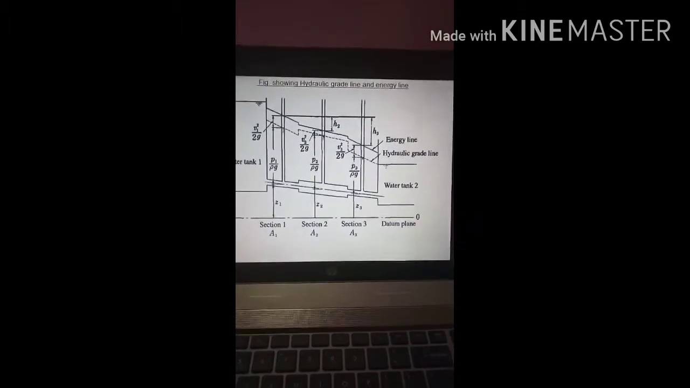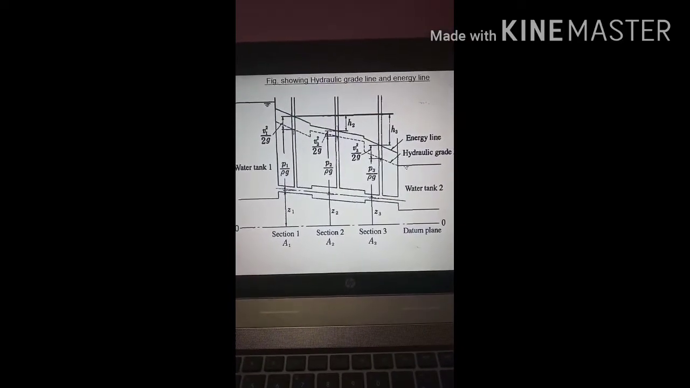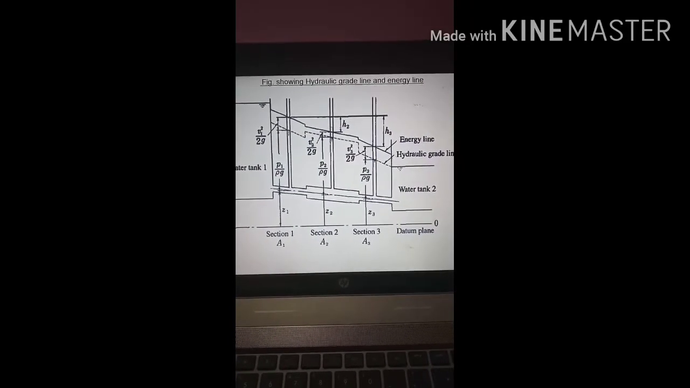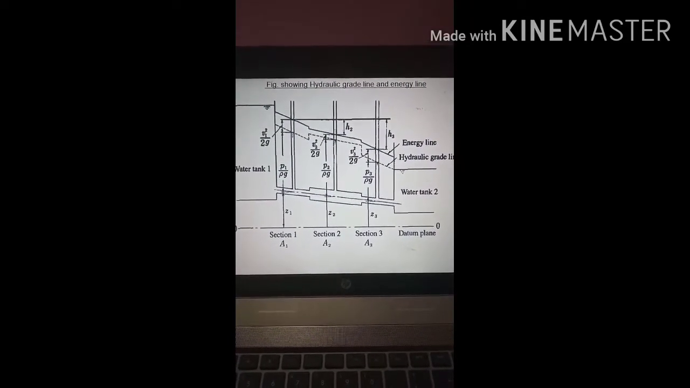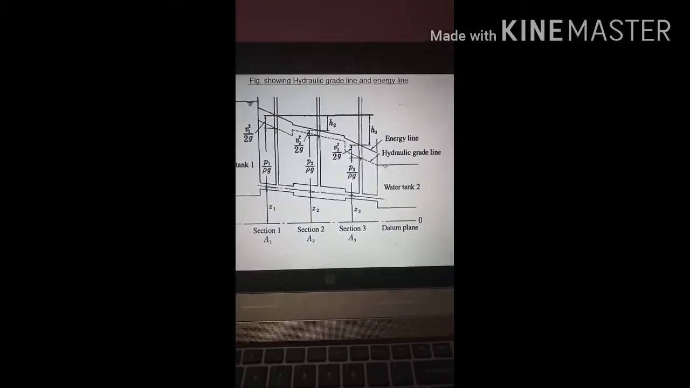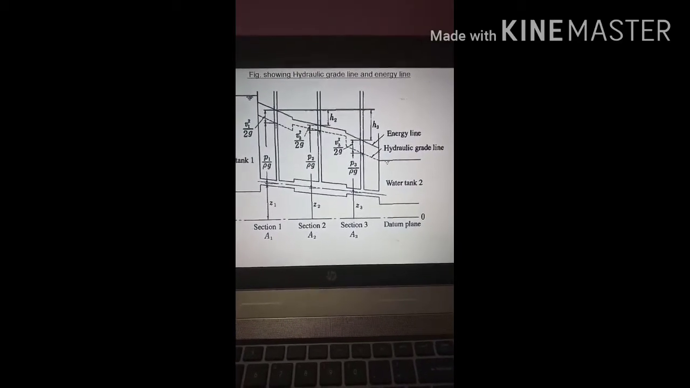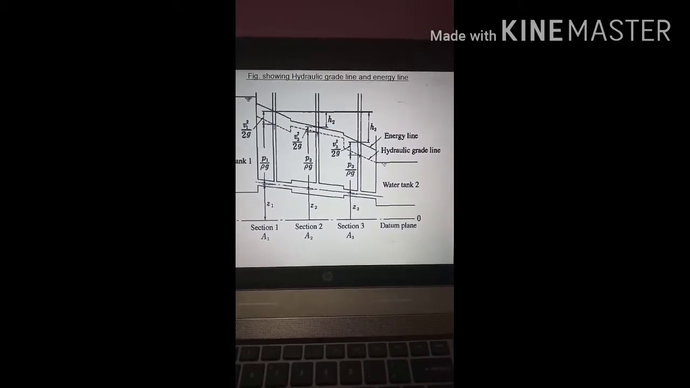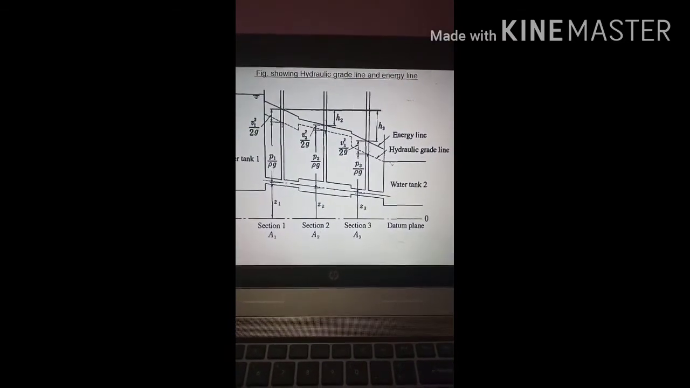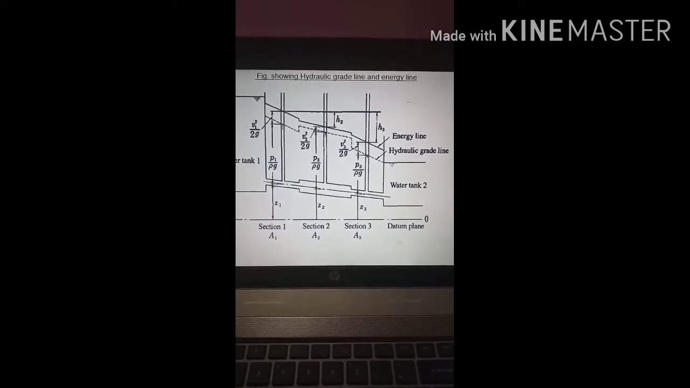Now if you see at the top of the figure, there is one line which is called the energy line, and that line considers all three types of energies: datum energy, pressure energy, and kinetic energy. The line representing all these three energies joining across all the pipes is called the energy line, total energy line or energy line.